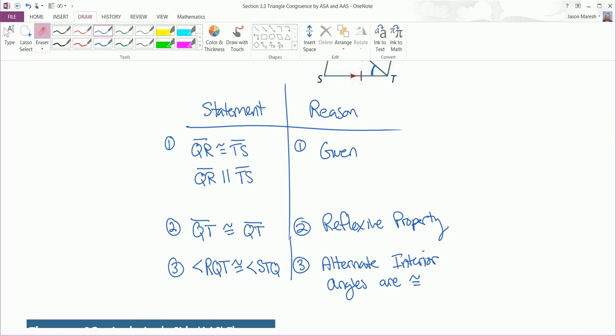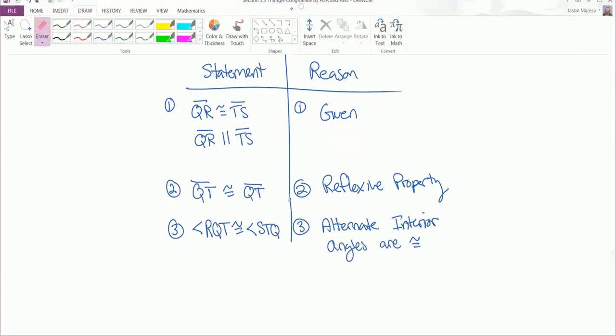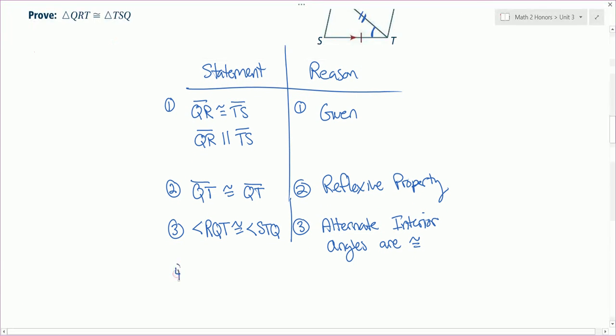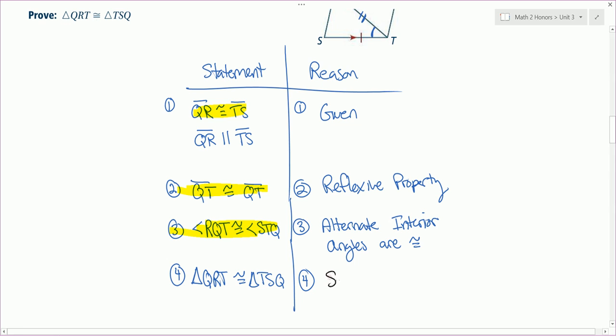So we have everything needed now for side angle side, and so we can finish our proof here. So we were trying to prove that triangle QRT is congruent to triangle TSQ, and our reason that we're using, here are the statements we're going to be referring to. Side here, angle in between the side. So the angle between the two sides, so that's what we're saying, side angle side. And there we have it.